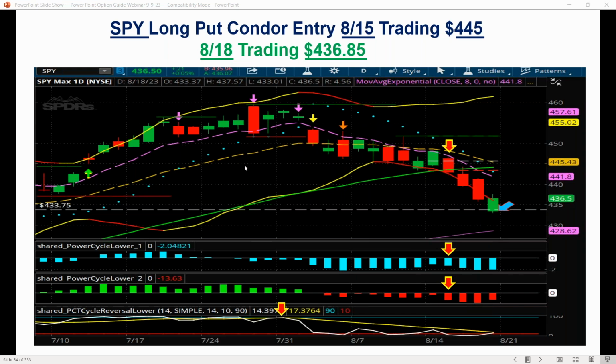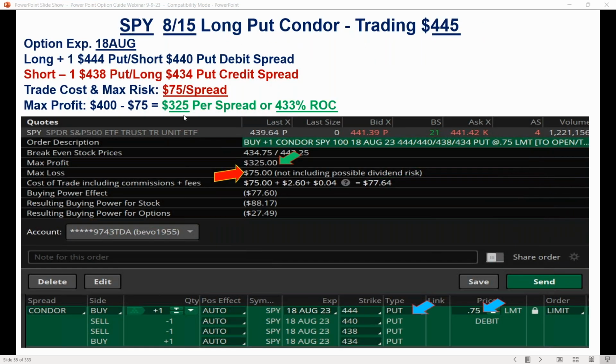So let's take a look at the trade. Here's what it looked like. This is just the profile of the condor. Here it was long the 444 put, short the 440 put debit spread. That was the first side. You can leg in, leg out, or do it all at once. This one we actually legged into. And then we're short the 438/434 credit spread.